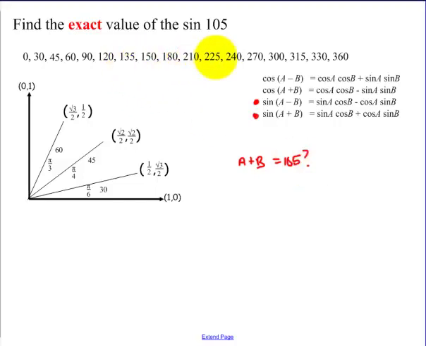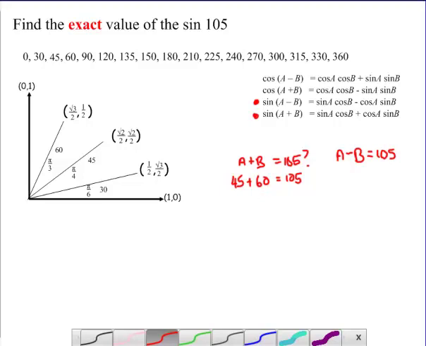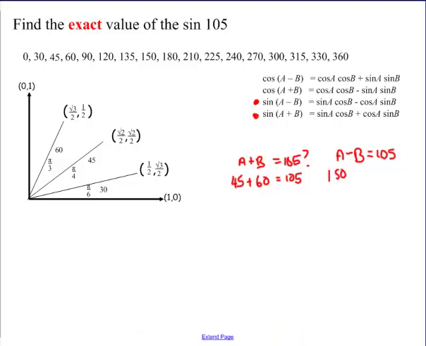And I can only use these angles up here because these are the only ones that I know exact values of. Well, sure. I could go 45 plus 60. That gets me 105. Can I think of 2 angles up here that minus and get me 105? Sure. I can find 2 angles that subtract to get me 105. I could use 150 and 45. That gets me 105. And you know what? It doesn't matter which one you use because both formulas will lead you to the exact value.